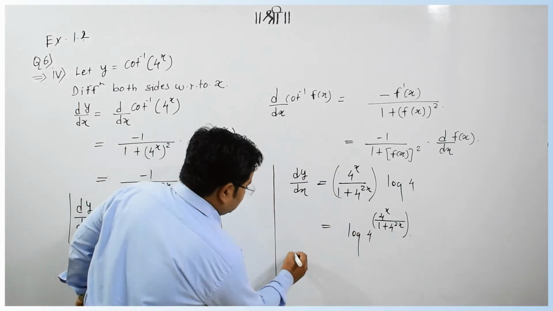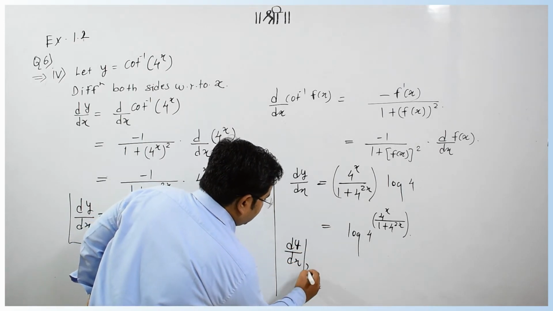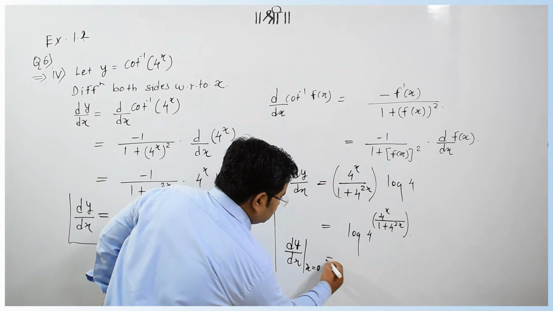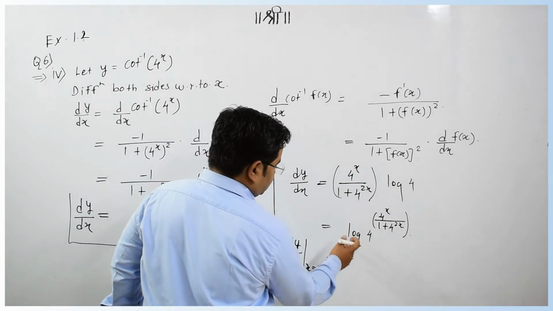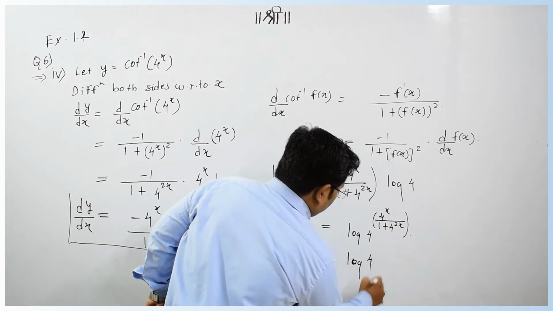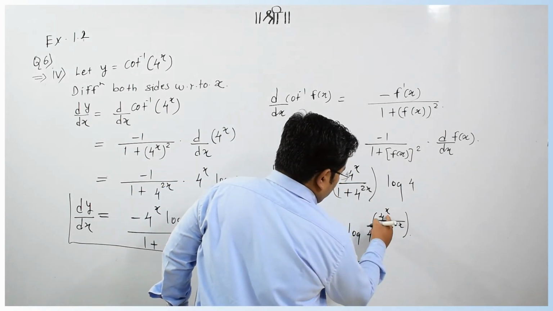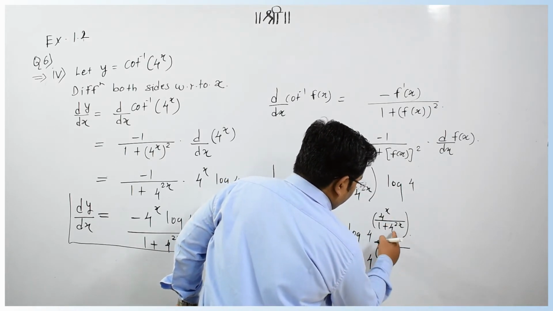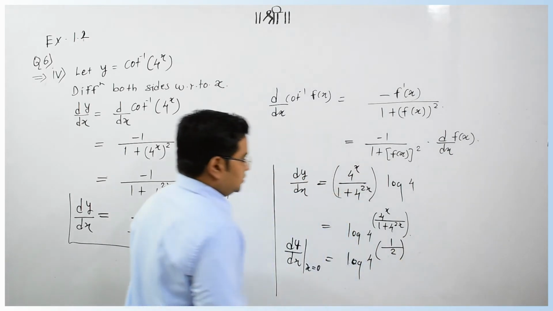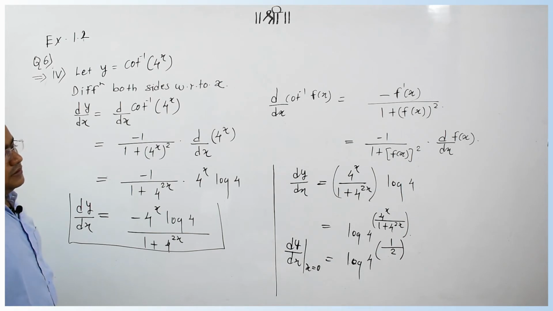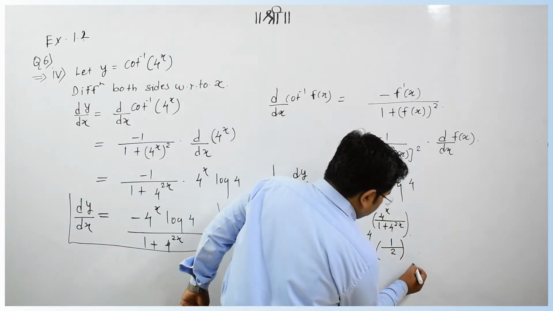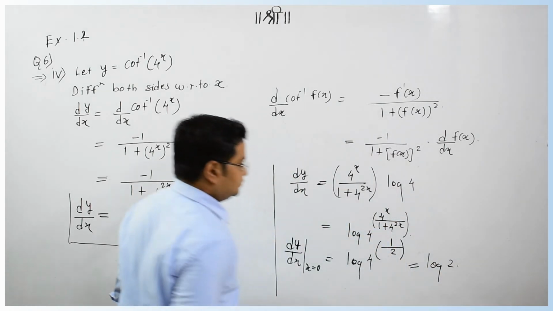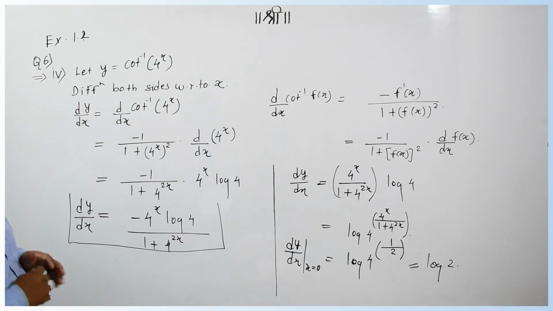So they can ask you dy upon dx at x is equal to 0. At x is equal to 0, it should have some value. So log of 4 raised to this whole value will be equal to, this will be 1 divided by 1 plus 1, which will be 2. This is also correct. So this is what the under root term they are asking. In terms of under root you can simply write it. So this is again equal to log of 2.